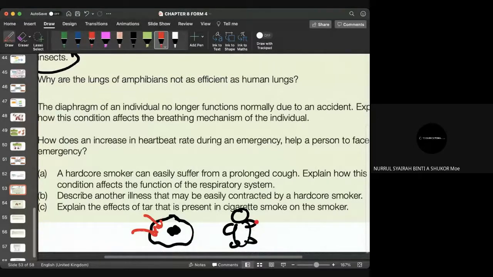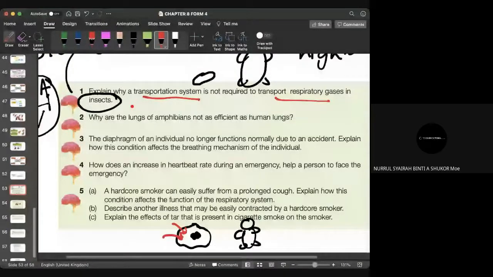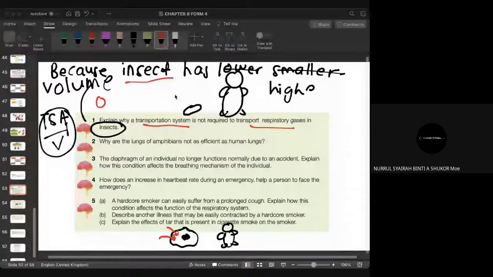Right. So it's the same thing. Why is a transportation system not required to transport respiratory gases in insects? Because the total surface area over volume is higher than in any mammal or human. Alright? So how does gaseous exchange happen in insects?